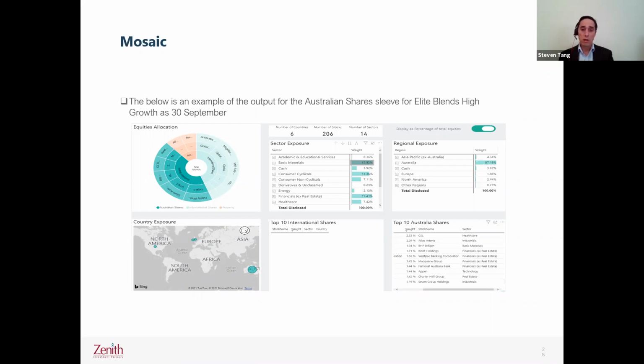Mosaic is our new online tool that we're building right now, and we're transferring all of that IP that we have in the portfolio admin system into this online tool. So what you see here is a snapshot of that tool, and the donut on the upper left is really the whole portfolio. This Mosaic tool is fully interactive. You can click into the Australian share sleeve and see the sector exposures or regional exposure. Obviously in Australia, it's going to be fairly Australian, but I wanted to keep it fairly consistent.